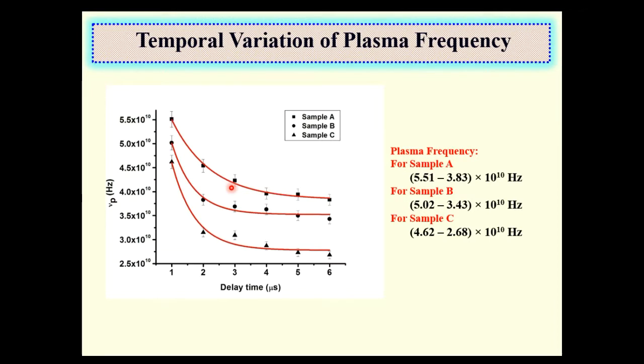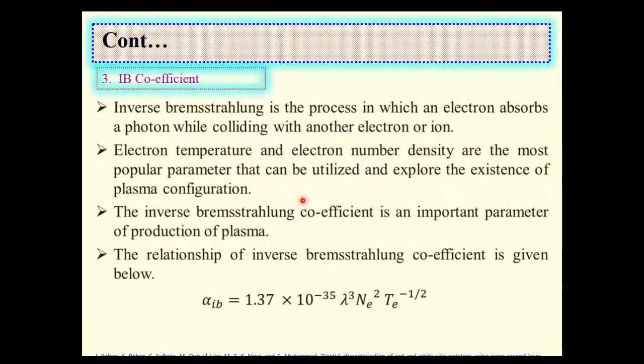I have already told you that recombination occurs in a plasma. As a plasma recombines, the energy of the plasma continuously decreases. As energy decreases, the oscillation of these particles continuously decreases. As the oscillation decreases, that means the frequency decreases. So this trend occurs due to that.